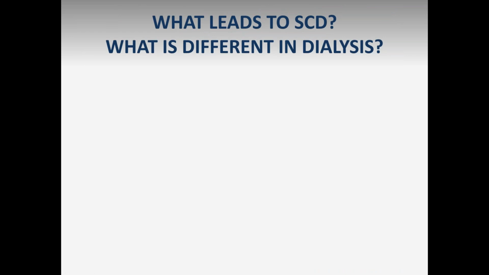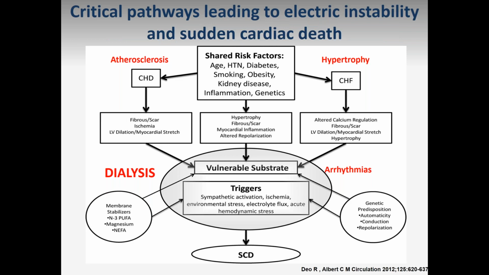So I think what we've been thinking about when I was at Hopkins was really what leads to sudden cardiac death and what's different in dialysis. And maybe we need to understand those mechanisms better before we can actually figure out a treatment in trying to prevent sudden cardiac events. So this is a schematic, which I'll walk through, that highlights the critical pathways that lead to this electrical instability and sudden cardiac death.